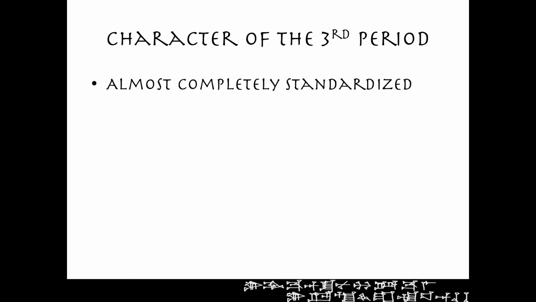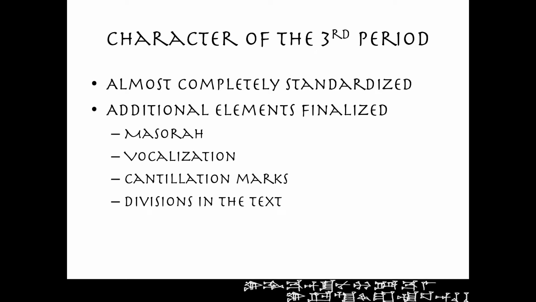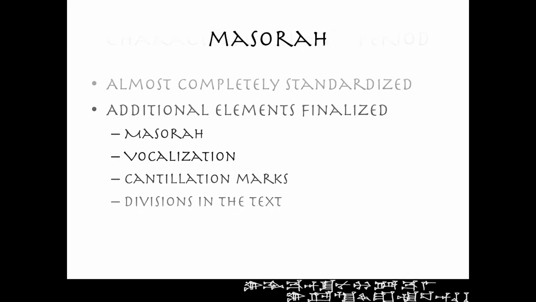So what is the character of the third period? And this is where I want to spend some time today. By this point, the Masoretic text is almost completely standardized. You have additional elements that have been added to the text, and they become finalized during this period. So the Masorah, the vocalization, the cantillation marks, and the divisions in the text. And so let's take a look at each of these.